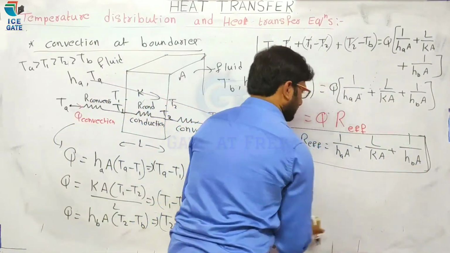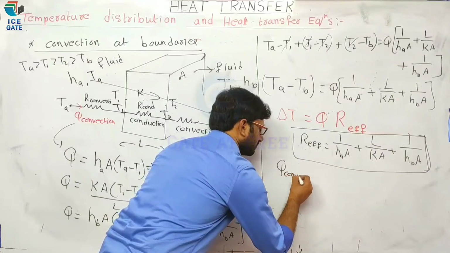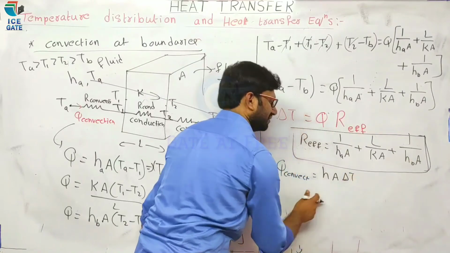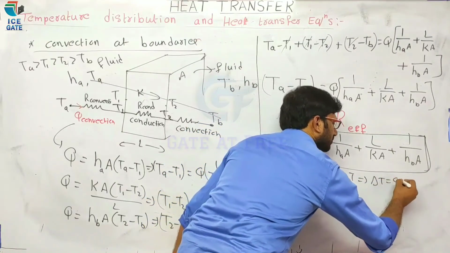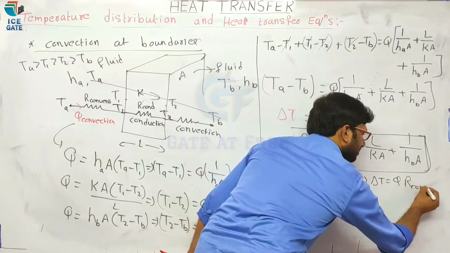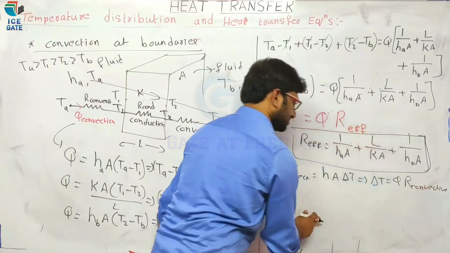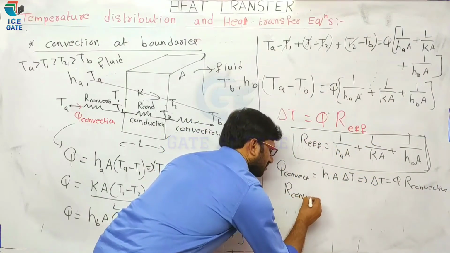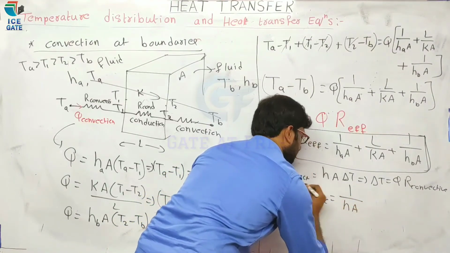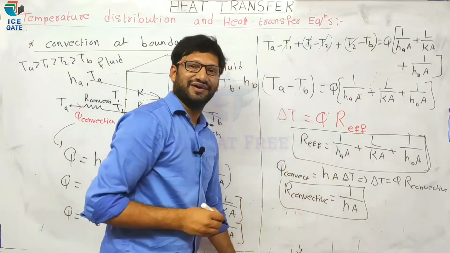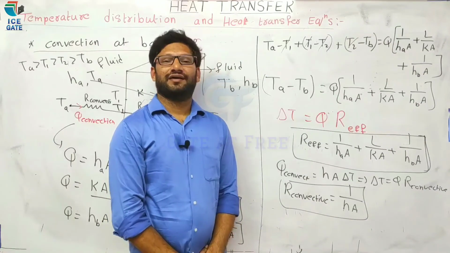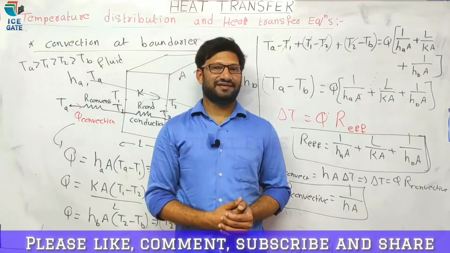Hope you understood. Now what is the convection equation? Q equals H A into delta T. Write down this equation in the form of delta T equal to QR. Here heat transfer is convection, therefore resistance is also convective resistance. Therefore convective resistance formula is 1 divided by H into A. Here H is the convective heat transfer coefficient. Hope you understood. We will continue in the next class.